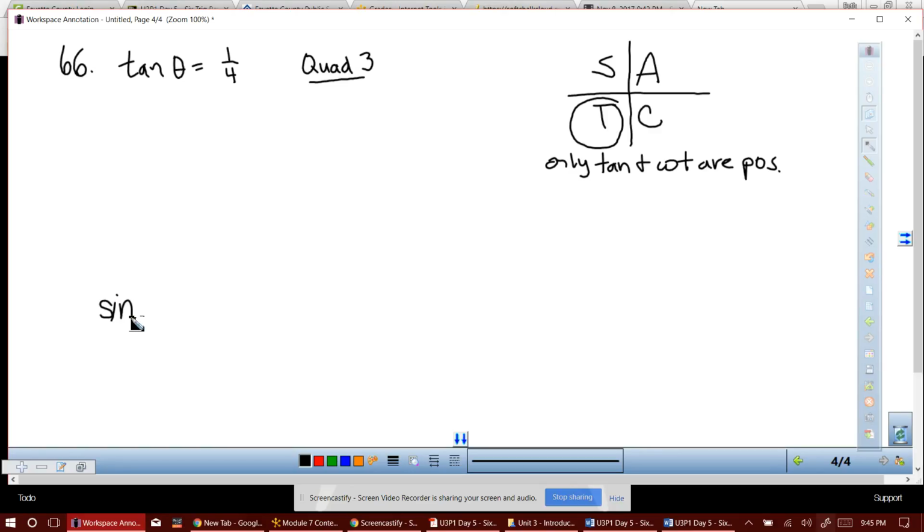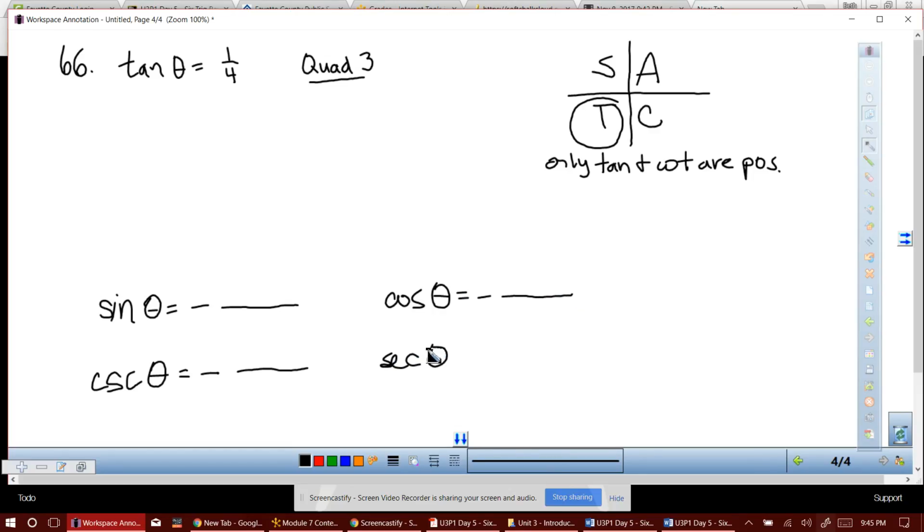So I'll write down that the sine of theta has to be negative. The cosecant of theta has to be negative. The cosine of theta has to be negative. The secant of theta has to be negative. The tan of theta has to be positive. And the cotan of theta also has to be positive.